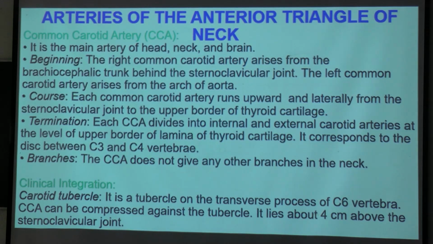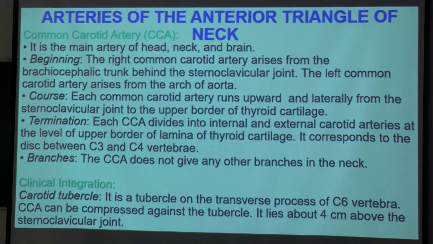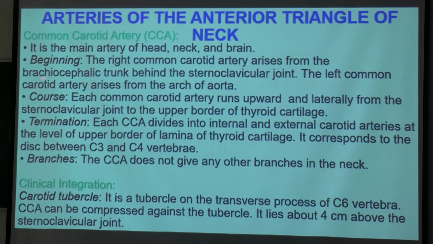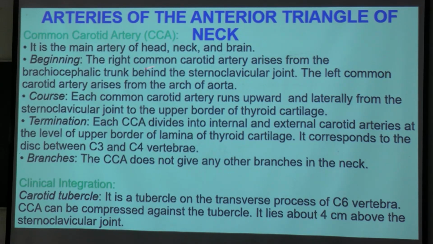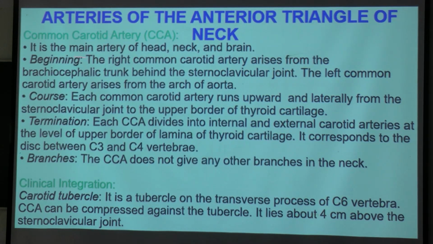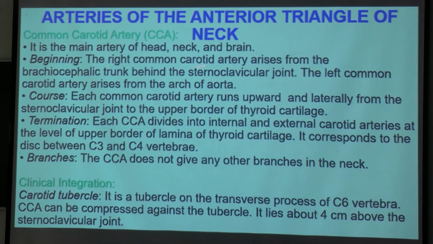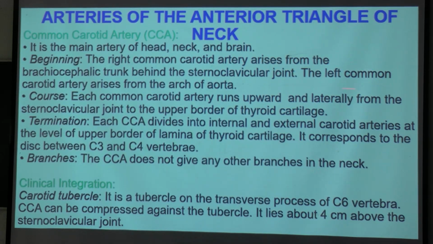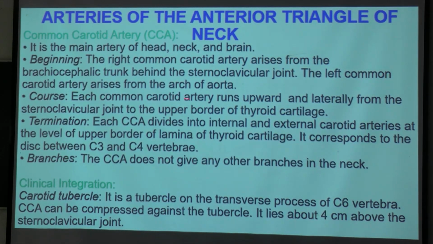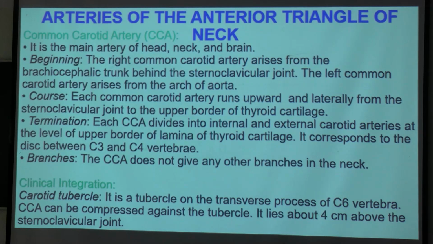So, the common carotid artery is the main artery of the head, neck and the brain. Beginning: the right common carotid arises from the brachiocephalic trunk behind the sternoclavicular joint, and the left common carotid arises from the arch of the aorta, a direct branch you have seen during thorax.